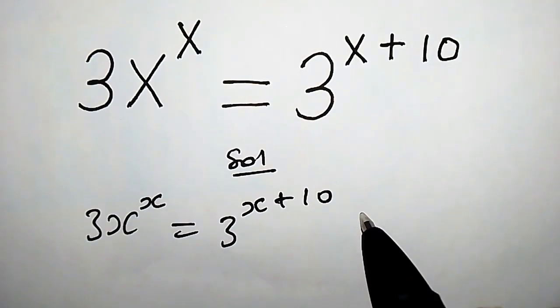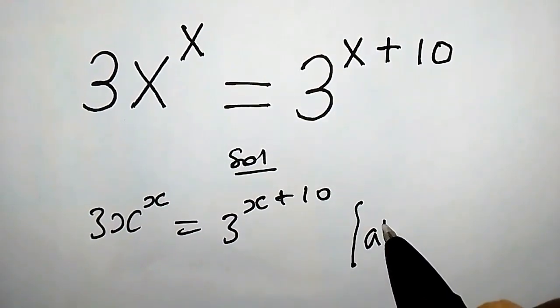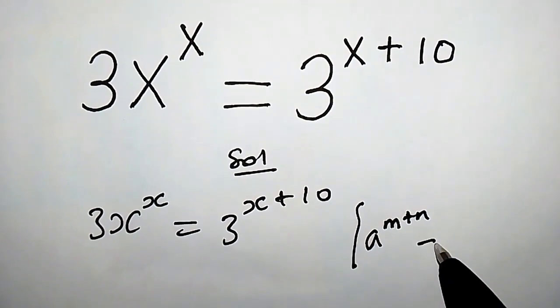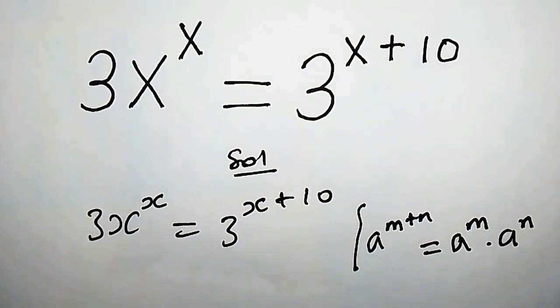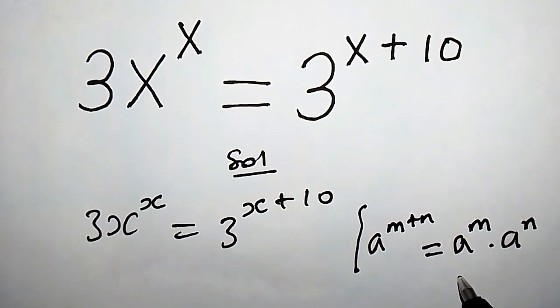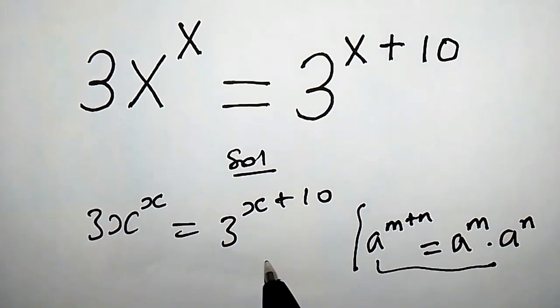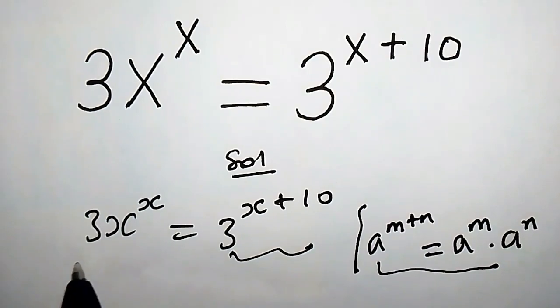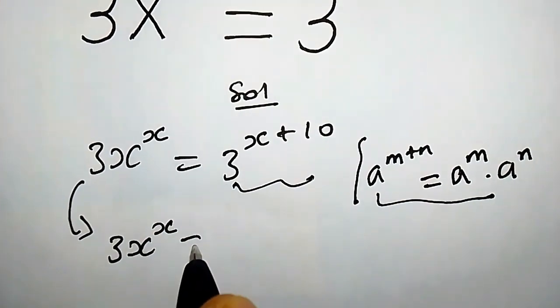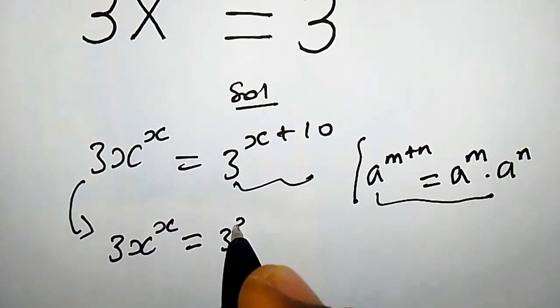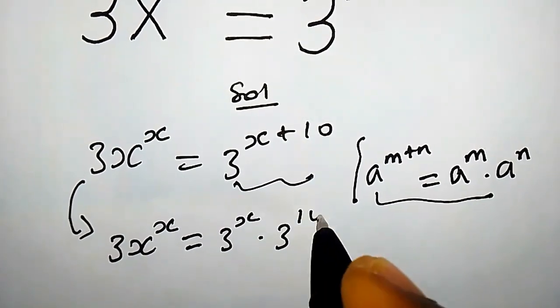First, recall that whenever we have a to the power of m plus n, this is the same thing as writing a to the power of m times a to the power of n, by laws of indices. So we are going to apply these properties to the right hand side. From here, we're going to have 3x to the power of x equals 3 to the power of x times 3 to the power of 10.